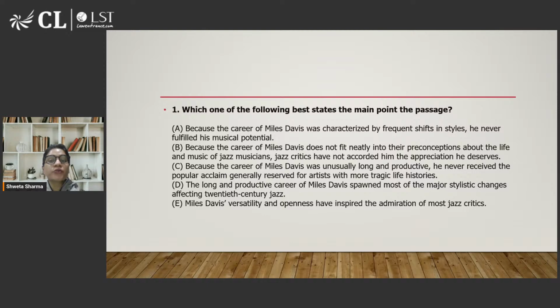So, if it is the main point of the passage, it has to cover something which the passage has been written for. So, where it talks about the career of Miles Davis does not fit neatly into the preconceptions about the life and music of jazz musicians, B is the correct answer choice for this particular question. So, we should be able to figure out the reason why the passage has been written, what are the main elements of the passage, what is the general idea, what is the structure, and what is the tone and title of the passage, at least once we're done with the passage. So for this particular question, the answer has to be B. I hope this is clear, guys. Right here, the answer is B.